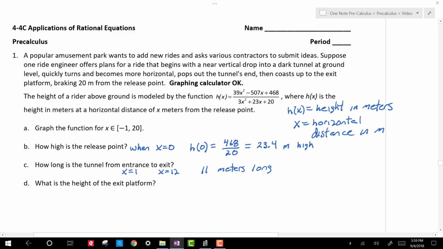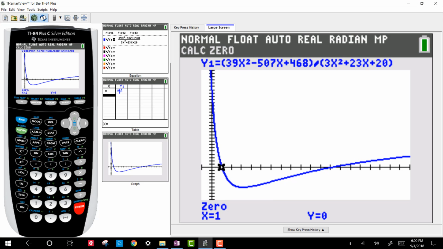All right? What is the height of the exit platform? Okay, so you can see that as it says, the ride breaks right up here in the scenario. It breaks 20 meters from the release point. So if we go back to the calculator, basically, if you look at the right side of my graph over here, I've got 20 meters.